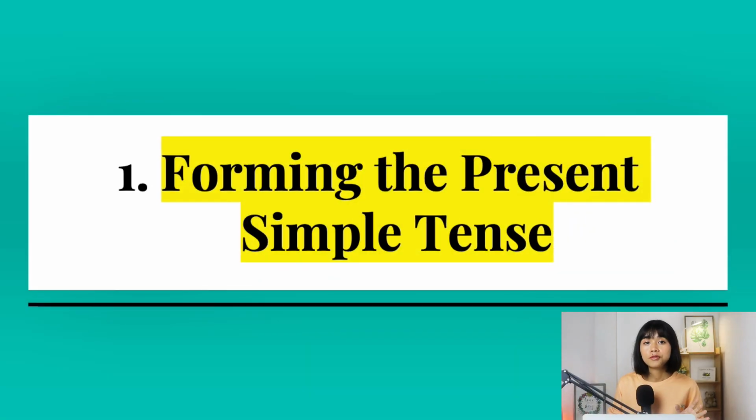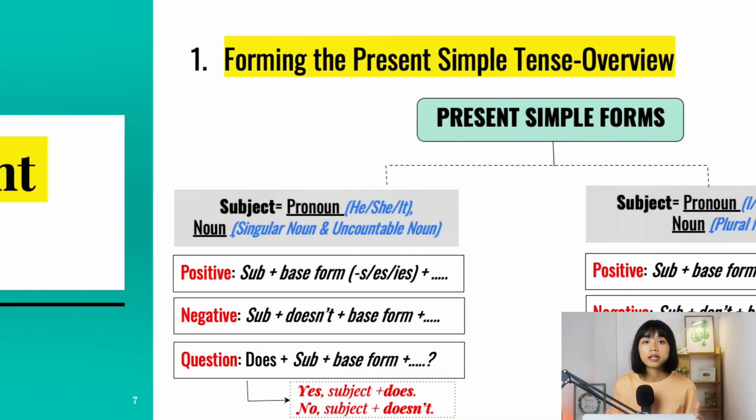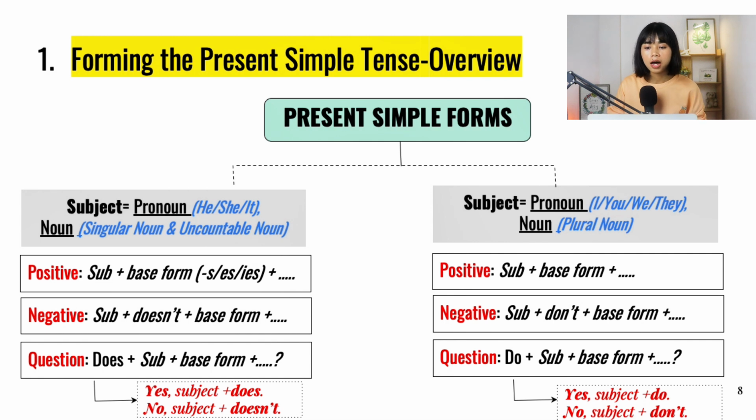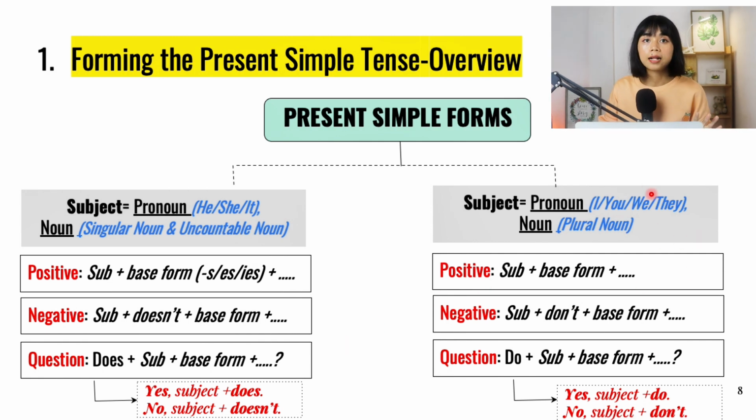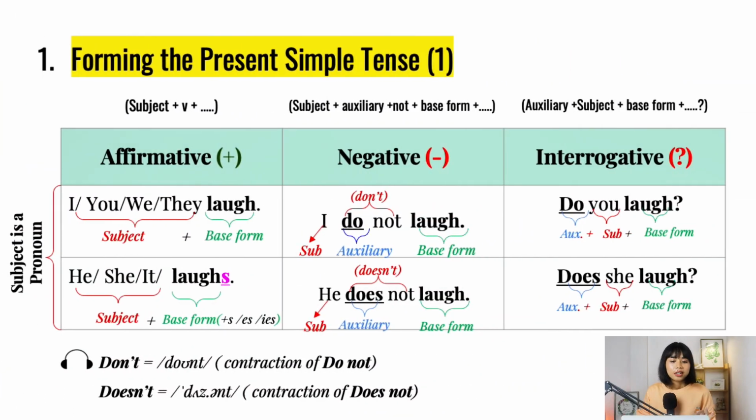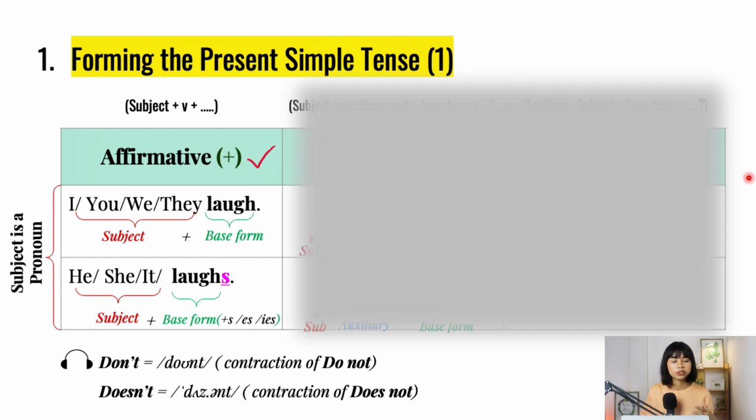In the first section, we will focus on the formation of the present simple tense. And here is the chart that provides an overview of how the present simple sentences are structured. We will delve into this in more detail in a few seconds. Here we go. There are three forms that you will learn today. Affirmative, negative, and interrogative. We will start with the affirmative sentence, which is also known as the positive sentence.